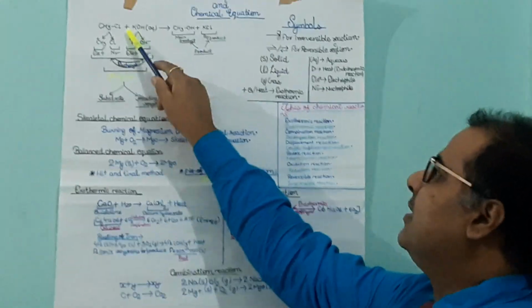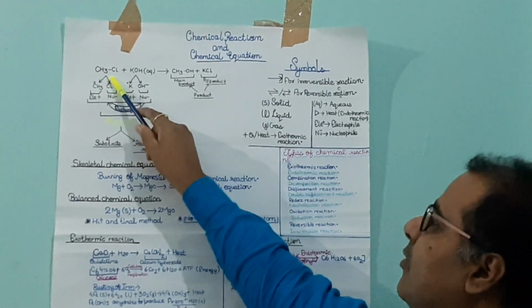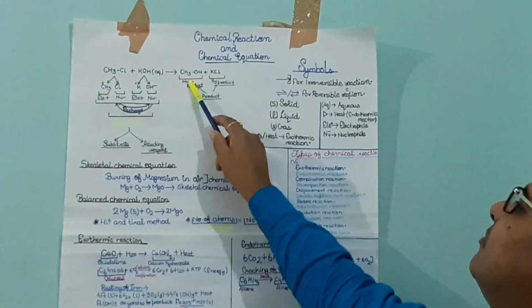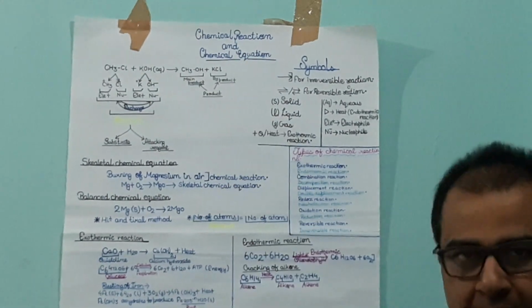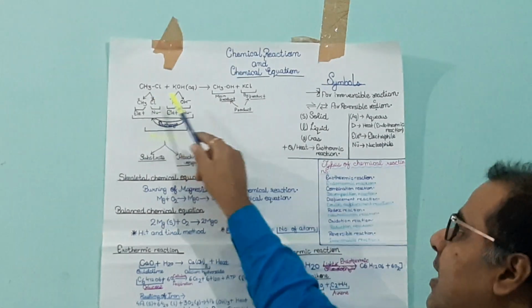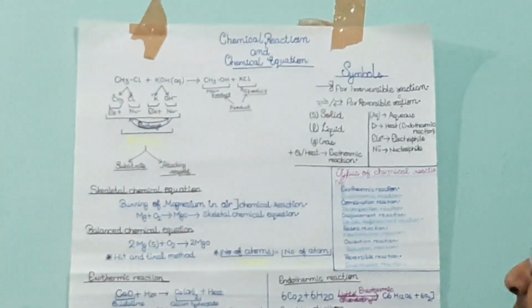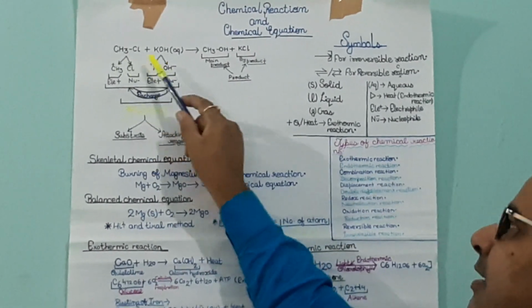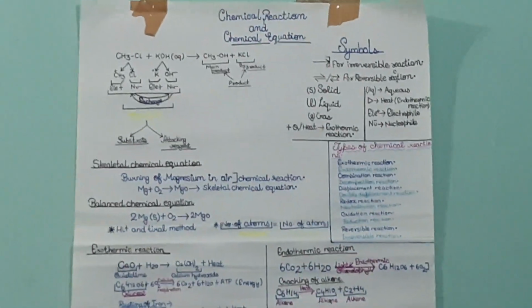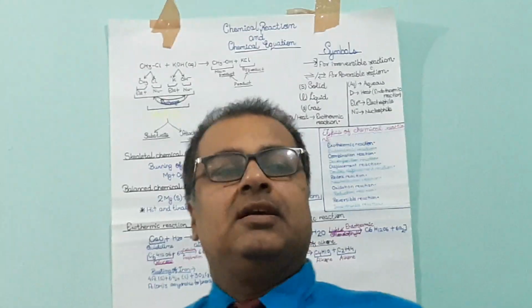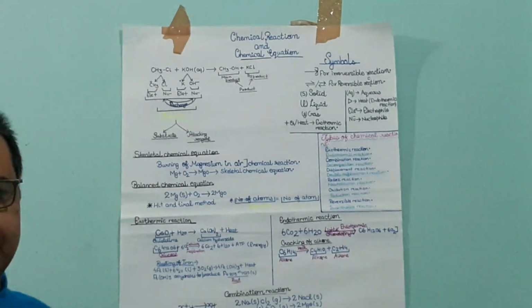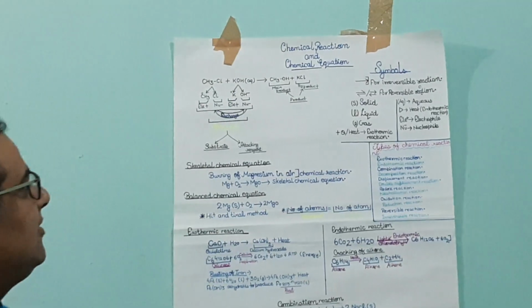For example, methyl chloride reacts with potassium hydroxide, then it produces methanol and potassium chloride. This is the chemical equation of the chemical reaction. That is, methyl chloride reacts with aqueous potassium hydroxide. Aqueous means that the potassium hydroxide is dissolved in water.